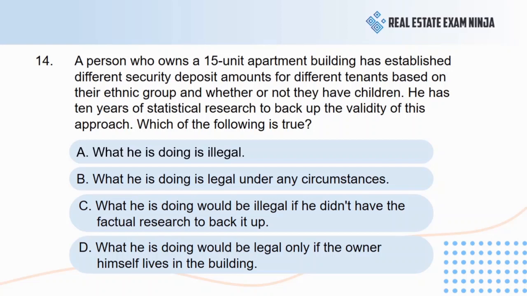A. What he is doing is illegal. B. What he is doing is legal under any circumstances. C. What he is doing would be illegal if he didn't have the factual research to back it up. D. What he is doing would be legal only if the owner himself lives in the building.